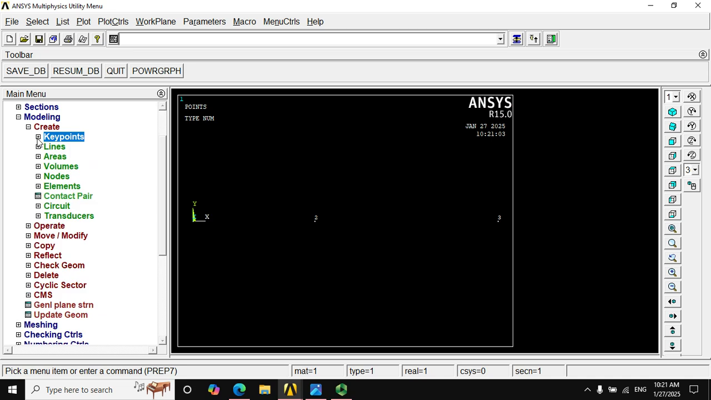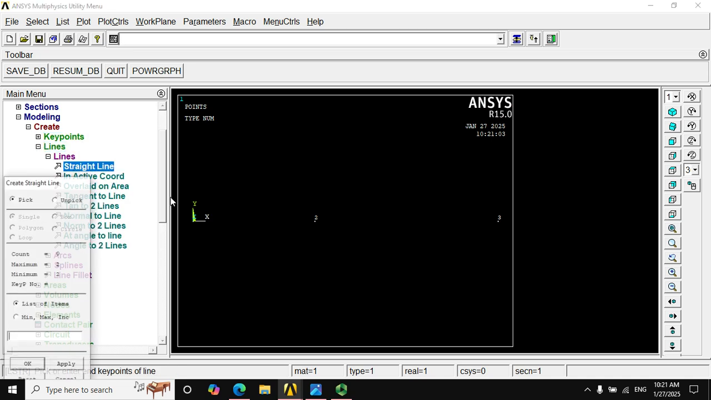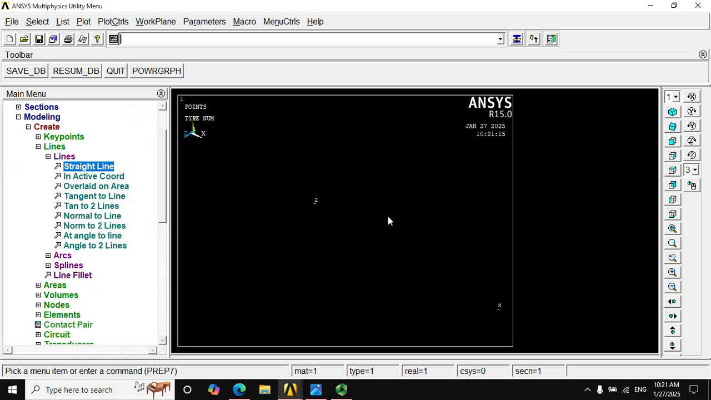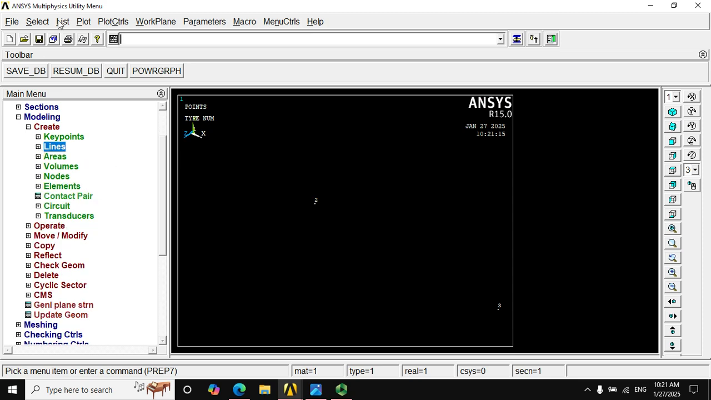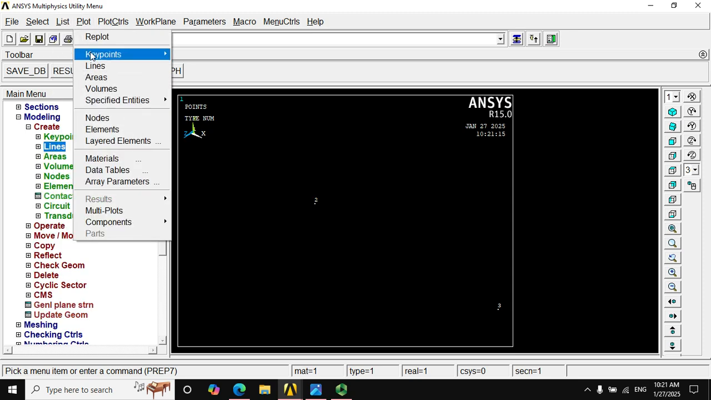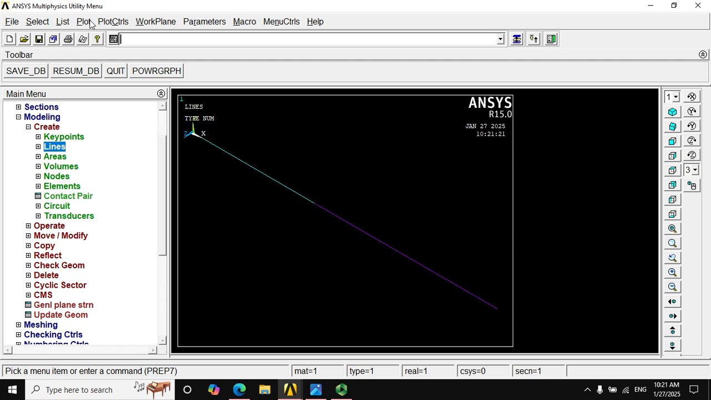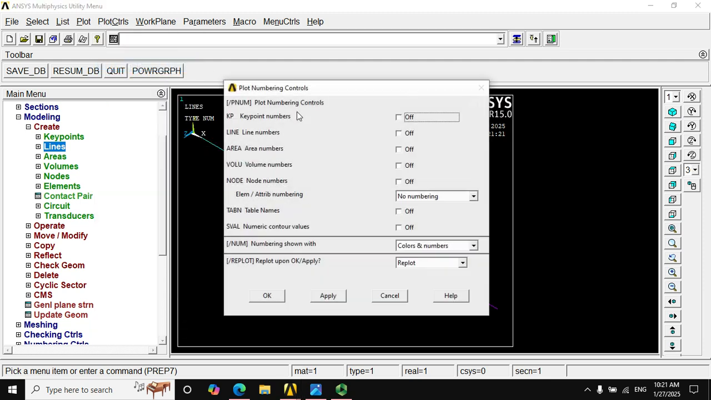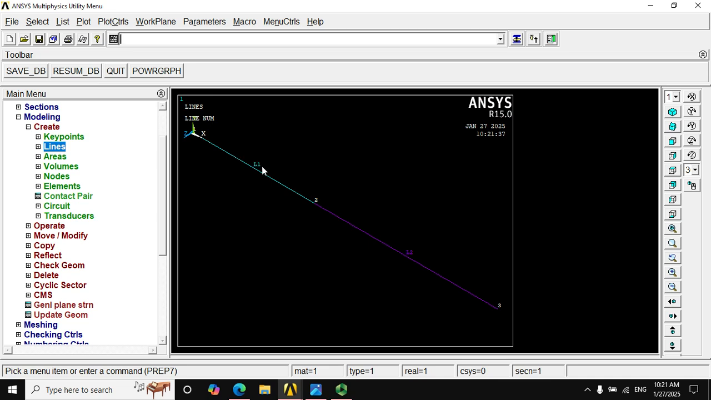Alright, so then I'm gonna create lines from 1 to 2, from 2 to 3. So this is my model. Let's plot that. We can plot the lines. So these are the lines. If you like, we can show the key points and line numbers at the same time. Line 1, line 2, key points.